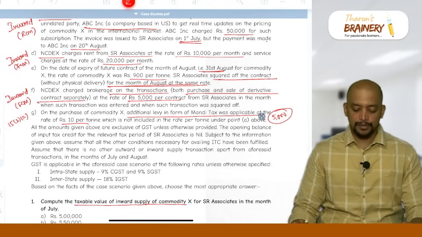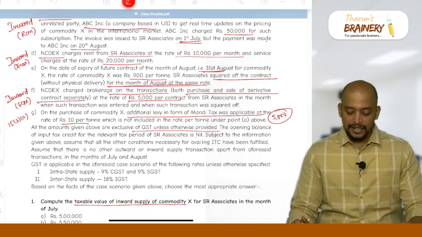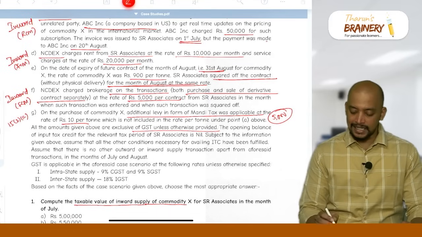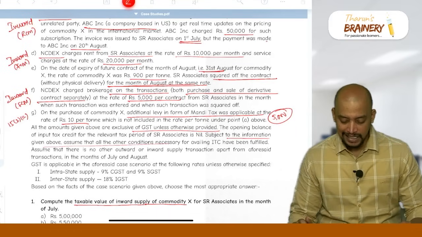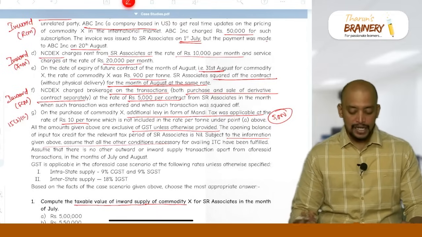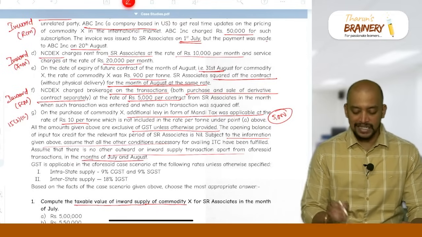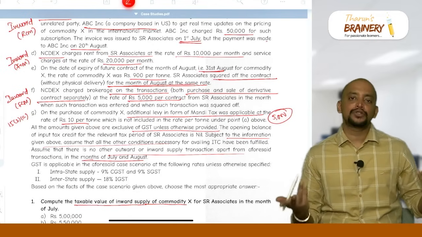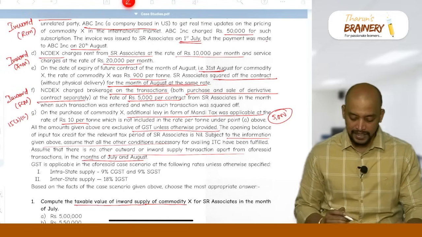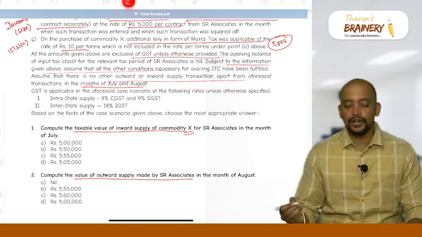All the amounts given above are exclusive of GST unless otherwise provided. The opening balance of input tax credit is nil, subject to the information given above. Assume that all other necessary conditions for availing ITC have been fulfilled. Assume no other outward or inward supply apart from the aforesaid transactions in the months of July and August, and the rate of GST is 18%. We don't have to bother about intra or inter, so we take 18%. Compute the taxable value of inward supply of commodity X.